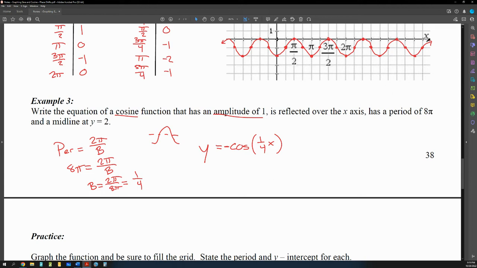Remember that vertical shift is going to affect the midline. We have y equals 2, that's positive 2. So our equation is this right here. Y equals the negative cosine of 1/4 x plus 2.